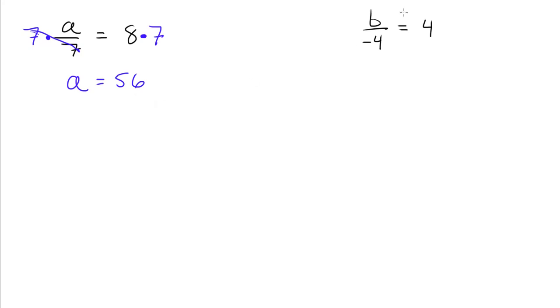Last example here. B divided by negative 4 equals 4. I have to undo division by a negative 4, which means I need to multiply both sides by negative 4. So negative 4 divided by negative 4 is 1. So this leaves me with my B here. And 4 times negative 4 is negative 16. All right, I hope you understood this lesson and you did well on these practice problems.